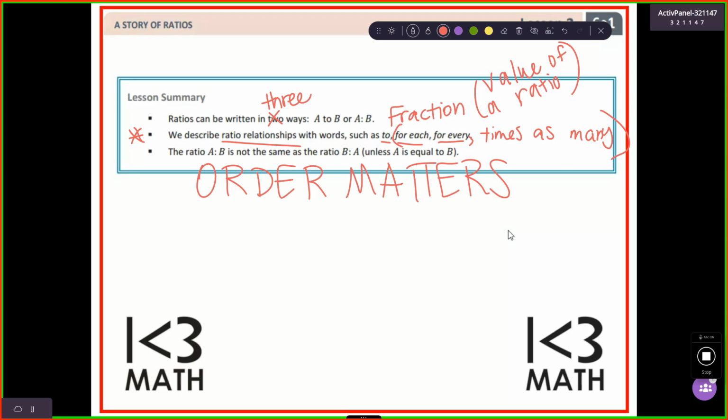So go back to that paper and remember, ratio table is what you do first. What's your part, and what's your whole. And then write all 3 ways. Write it as a colon, write it as a fraction, and write it with the word to. Get it? Got it? Good. Do we all know what we need to be doing?